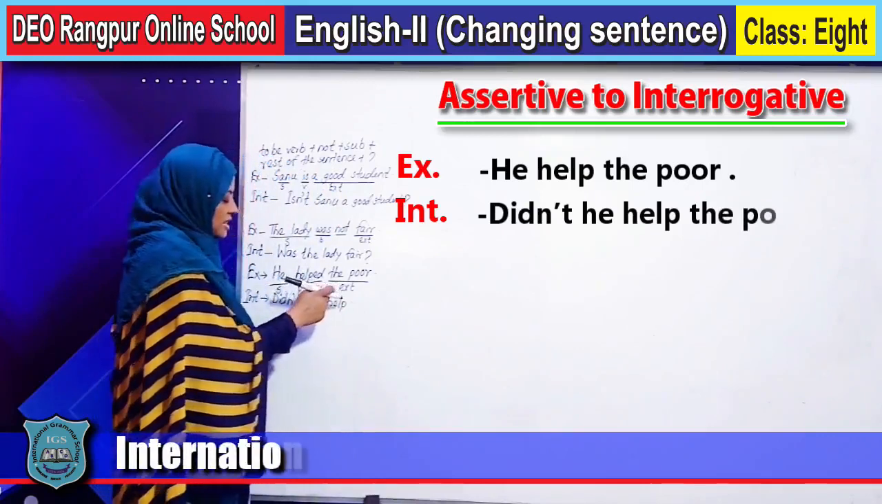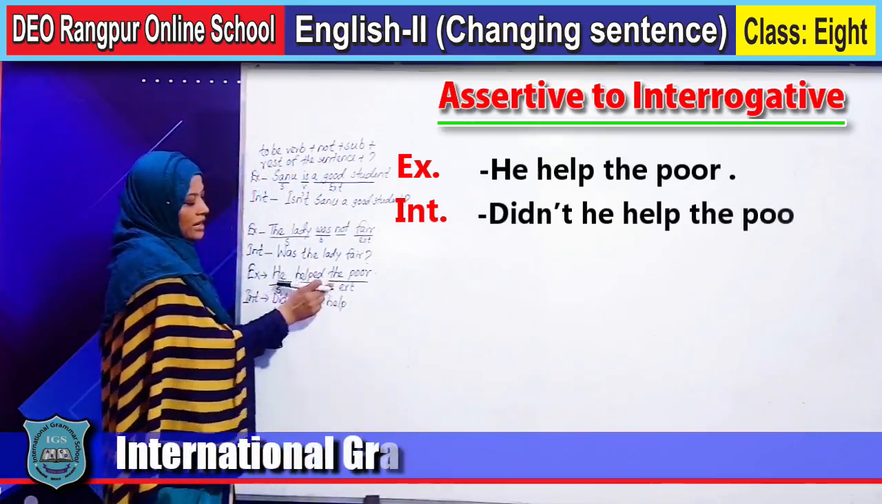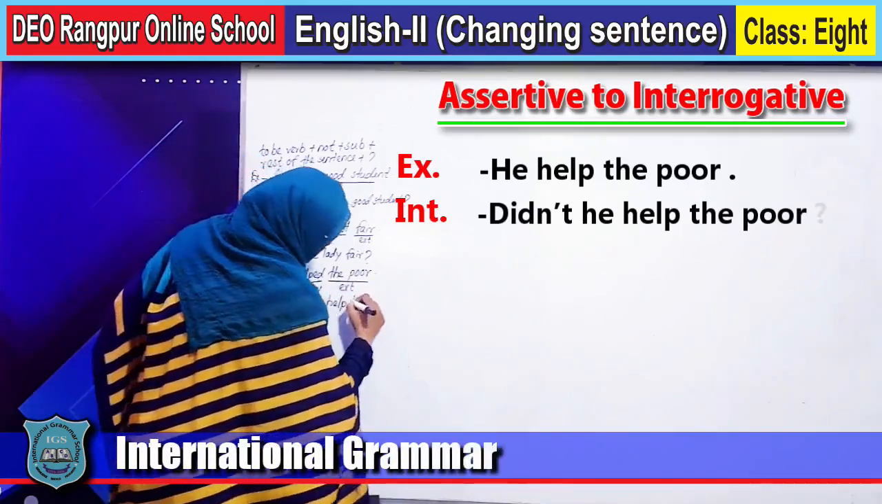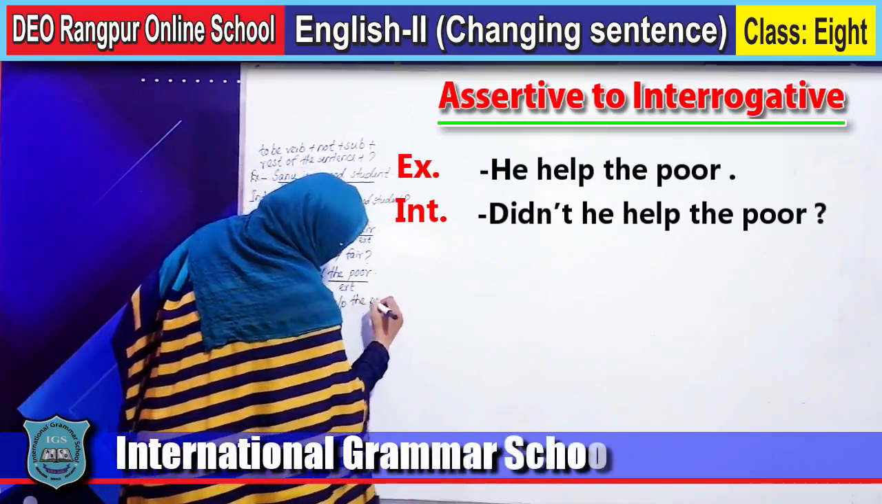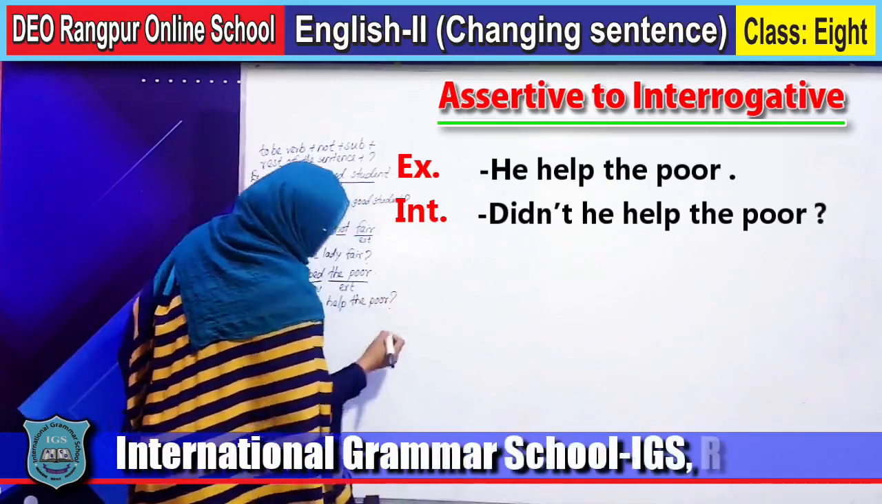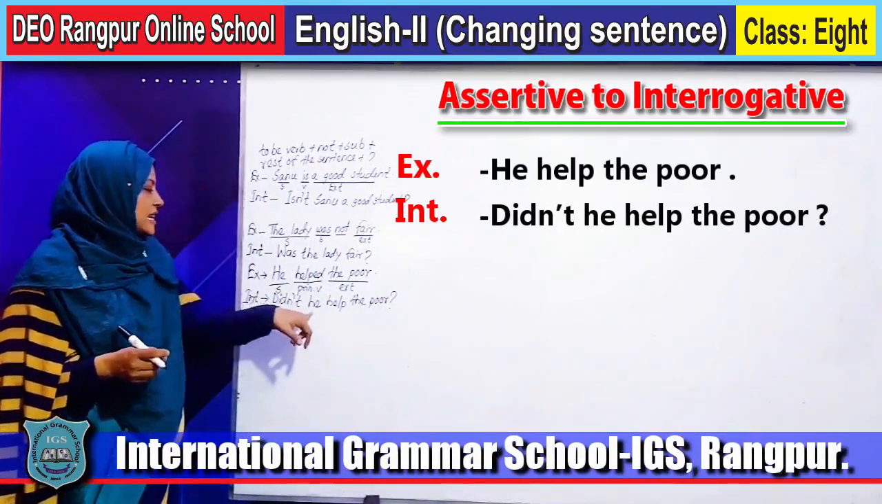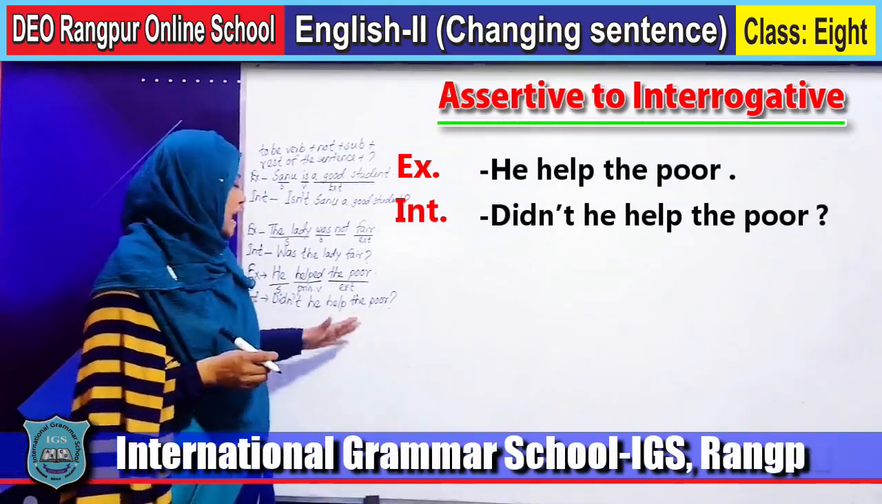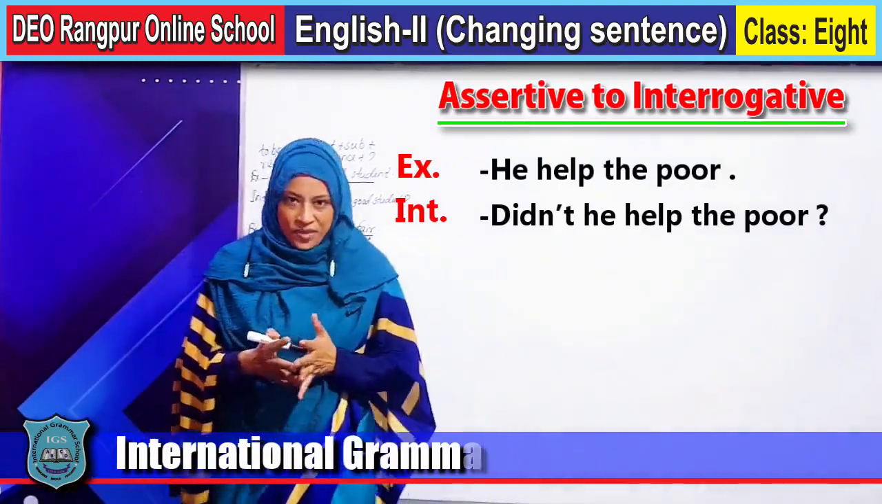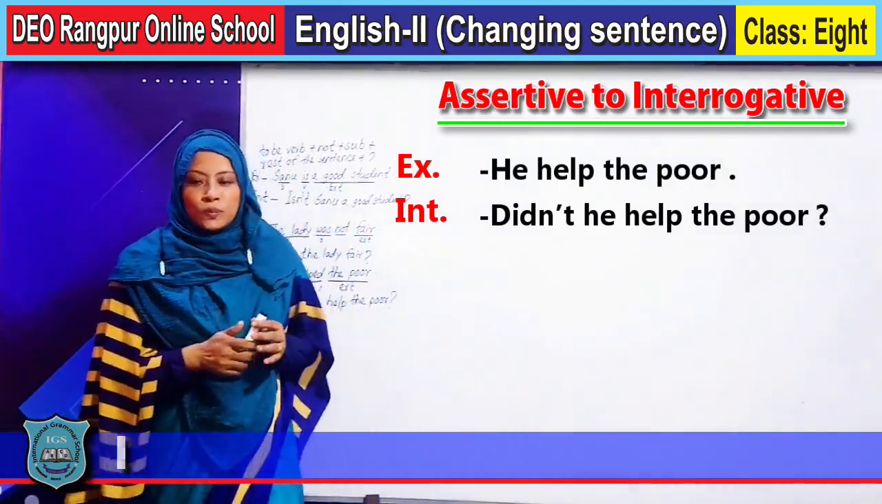Then the rest part of the sentence after the principal verb, the poor. And at the end of the sentence, a question mark. So the interrogative sentence is: didn't he help the poor? This is according to rule 3. Now come to rule 4.